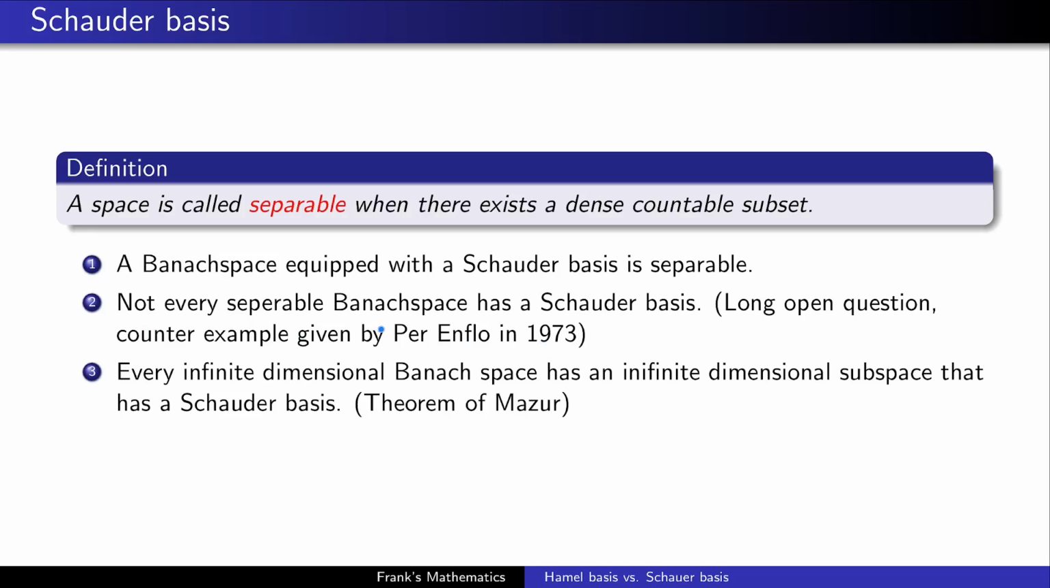He worked with the so-called approximation property. I don't go into details here. If you're interested, just ask Google, it will happily tell you where to find this proof. It's not an easy counterexample, as you can imagine, but if you're interested, just take a look. Don't be afraid. But what you can show is that every infinite dimensional Banach space, well, it does not necessarily have a Schauder basis, but it has an infinite dimensional subspace that has a Schauder basis. This is called the theorem of Mazur.